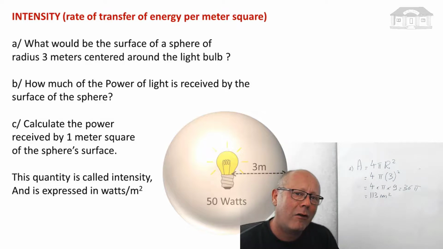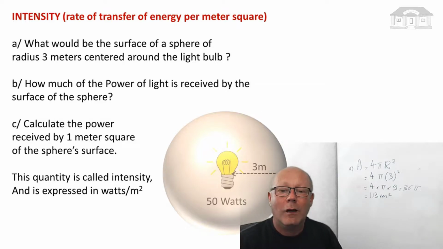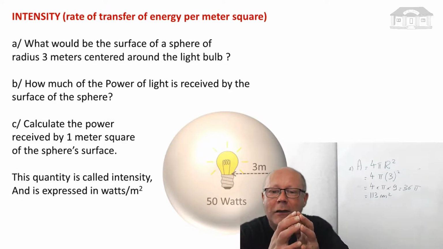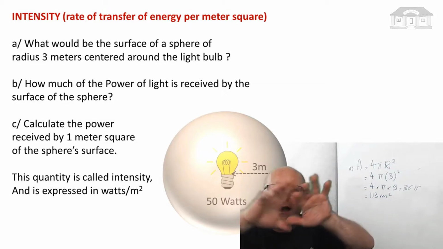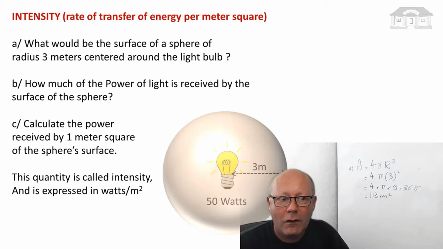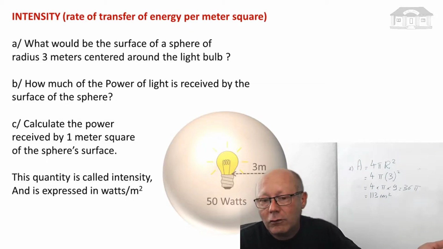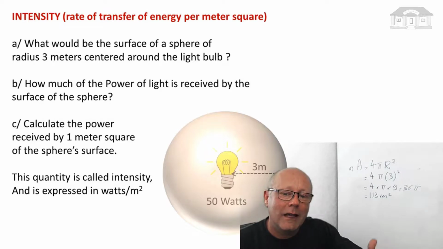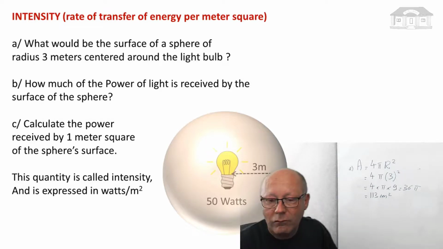Question B is quite simple. How much of the power of the light is received by the surface of the sphere? Well, all of it. You have the bulb. Every second it emits 50 joules that's spread out and reaches the sphere. So every second the sphere receives 50 joules. That's 50 watts. So the power emitted by the lamp is the same as the power received by the sphere. 50 watts.